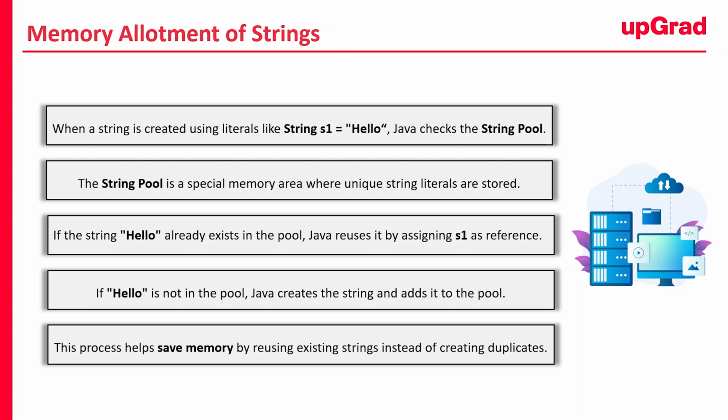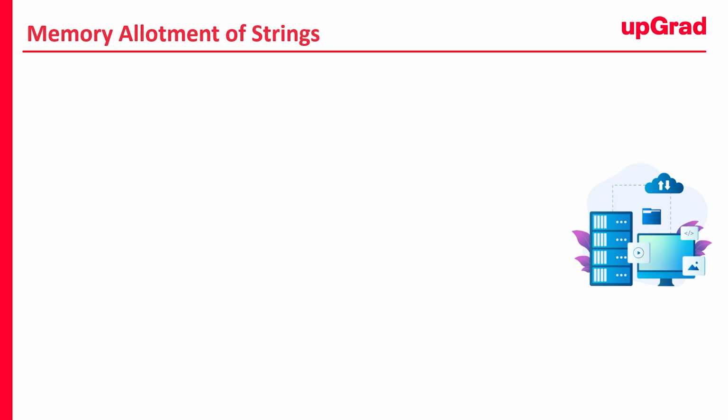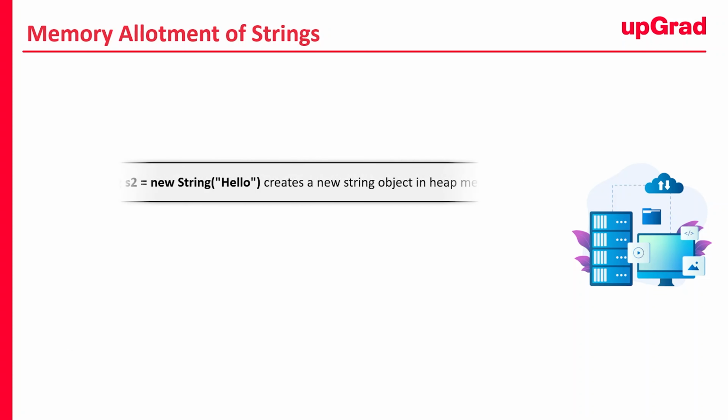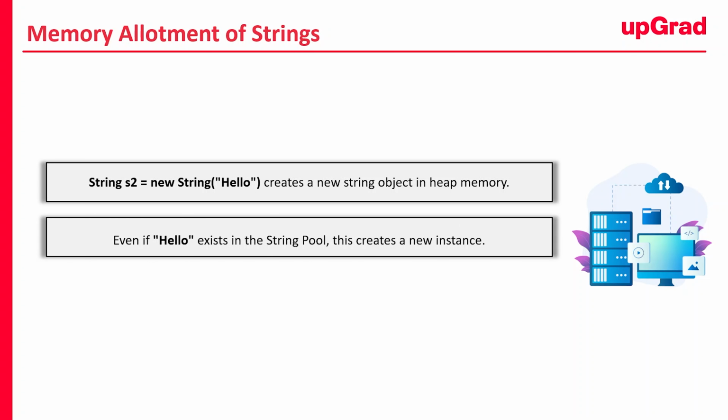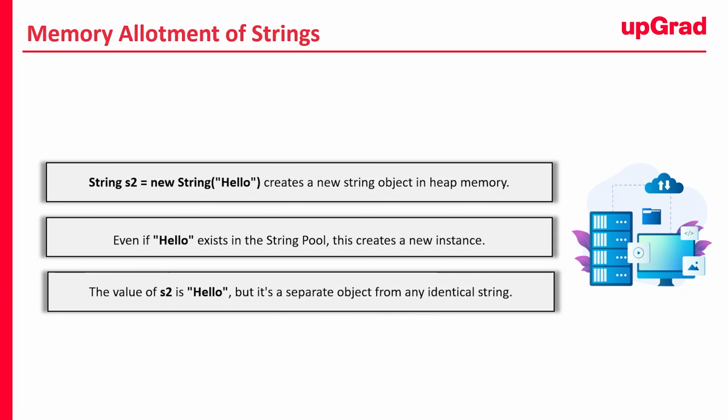Now using the new keyword. If you use string s2 equals new string, then Java behaves a little differently. Even if hello already exists in the string pool, the line creates a completely new string in the regular heap memory, which is a bigger part of memory where Java stores most objects. So even though the value of s2 is also hello, it's a different object in memory than s1.